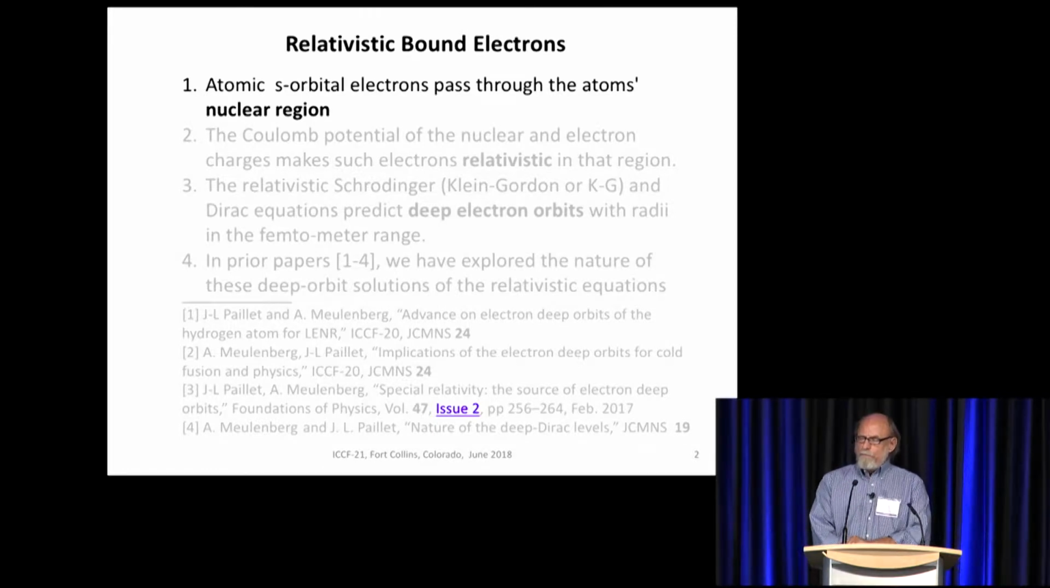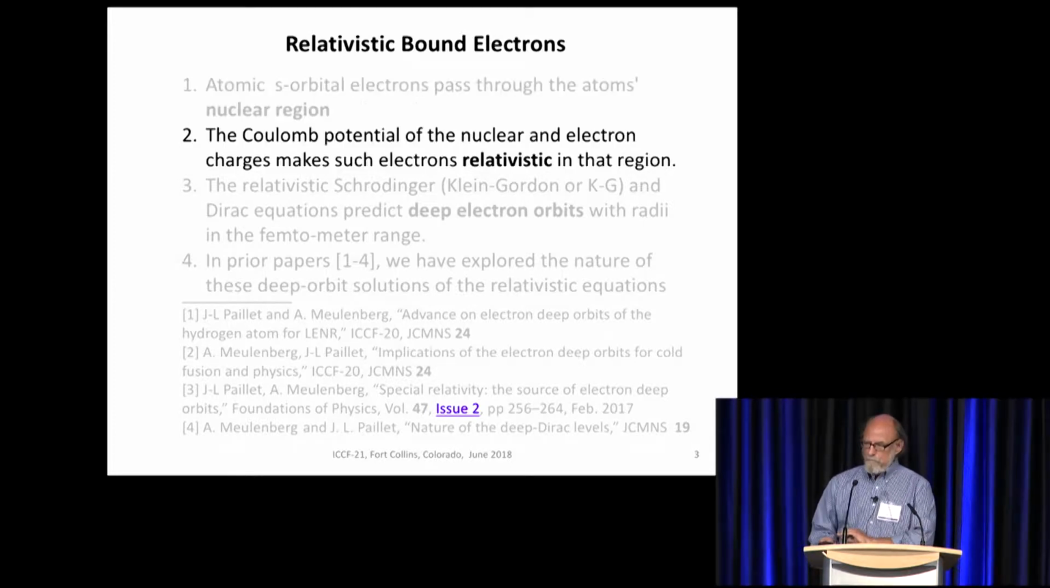In terms of background, the atomic s orbital electrons pass through the nuclear region of an atom, but they pass through at a relativistic velocity, and it's a very, very small portion of their orbit. The Coulomb potential in the nuclear region makes these electrons relativistic. And the calculations that Jean-Luc Pellet has been making say that they are highly relativistic. I think that there's actually two paths, one with the 100 MeV kinetic energy and one with maybe just the 1 to 2 MeV.